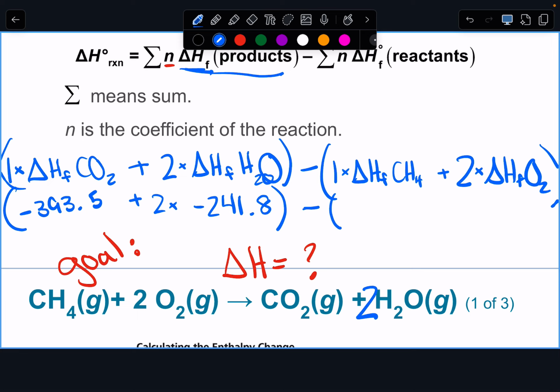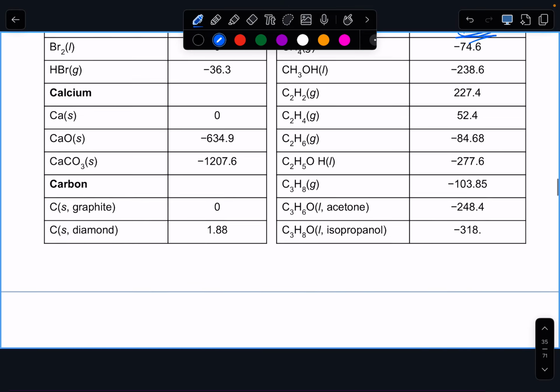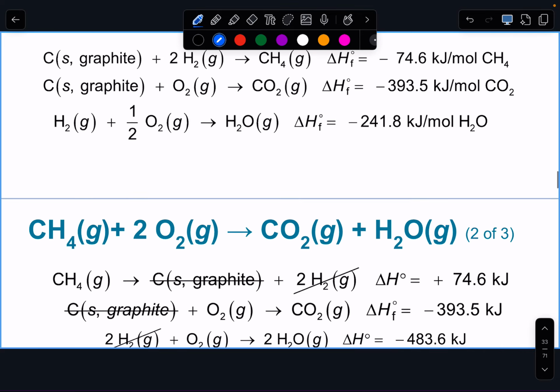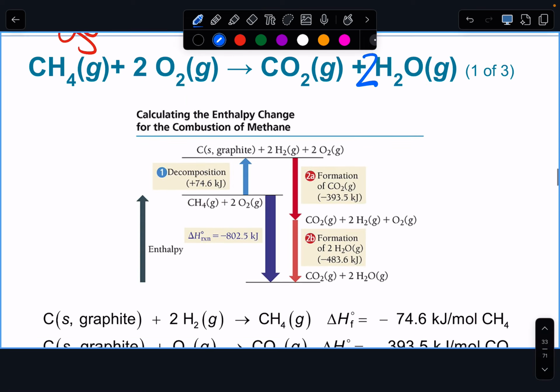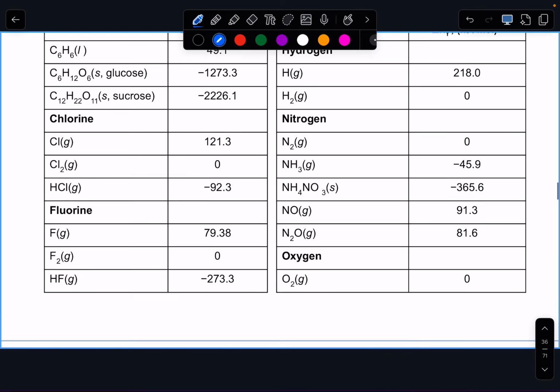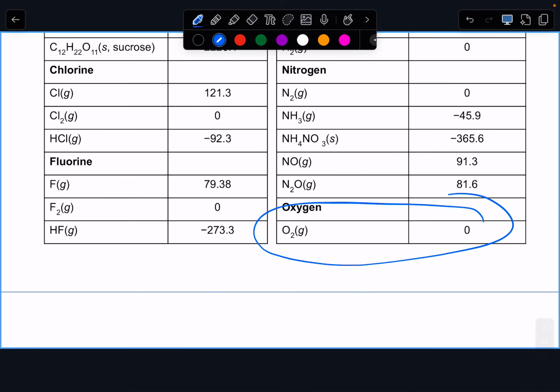All right, now 1 times CH4, negative 74.6. And then 2 times O2. Why is it 0? Oxygen's already in its elemental form. So anytime you have something that's already in its elemental form and you're forming it, there's no change. So you don't even have to look those up.